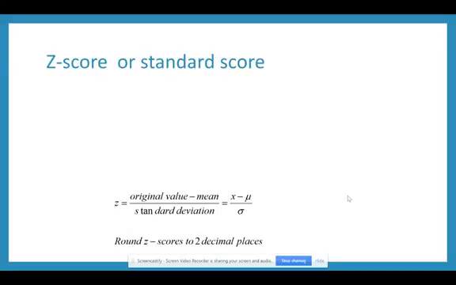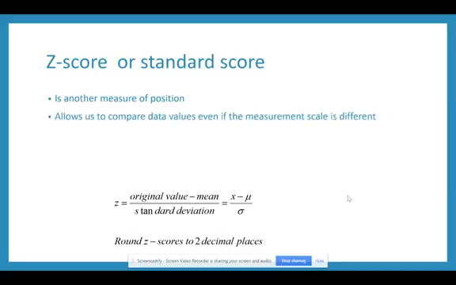I do want to talk about the Z-score or the standard score. The Z-score or the standard score is another measure of position that we use throughout statistics and with other things, but it allows us to compare data values even if the measurement scale is different. Again, remember considering, if we're considering weights, and one measurement is in pounds and one is in grams, or if we're doing something related to perhaps height and you have one in inches and one in centimeters, and it's difficult, you can't make a direct comparison there because they're not the same size unit.